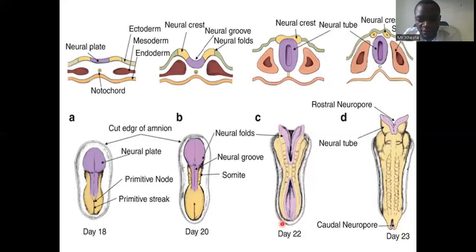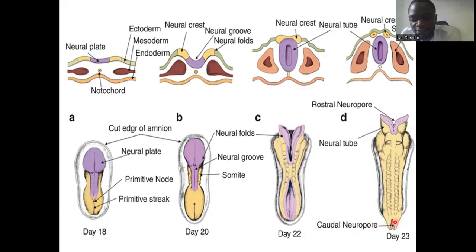All right, so the caudal neuropore closes earlier than the cephalic end. This is where the brain will be. This is where the coccyx will be. So by day 23, the caudal neuropore closes.